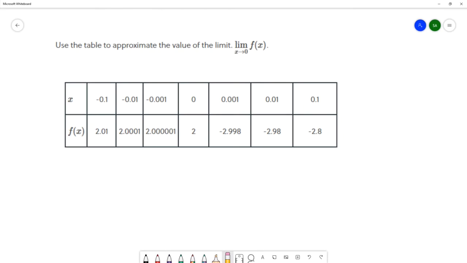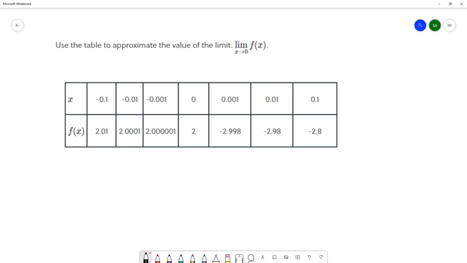So on the other side, I can see that on the number line, 0.1 would be the furthest away from 0, 0.01 is closer, 0.001 is closer. So this table has been built to look like the number line. So we're going to approach from below to see what the limit is, and approach from above to see what the limit is. For this limit to exist, we need them to be approaching the same value on either side.